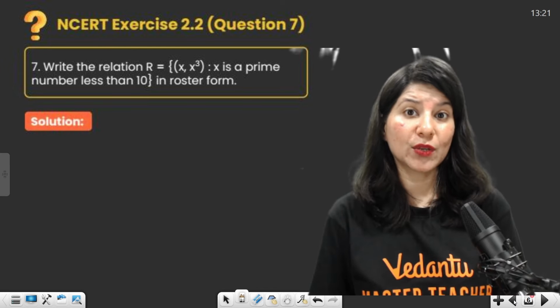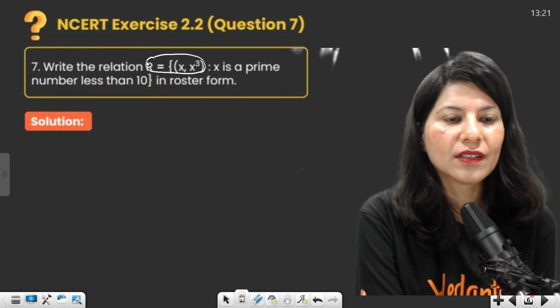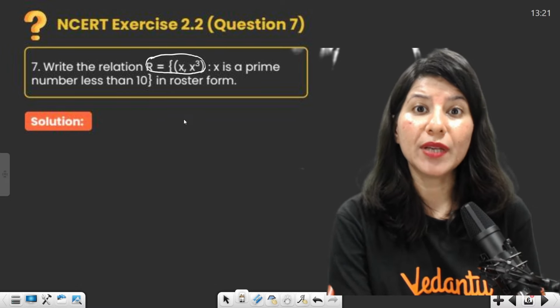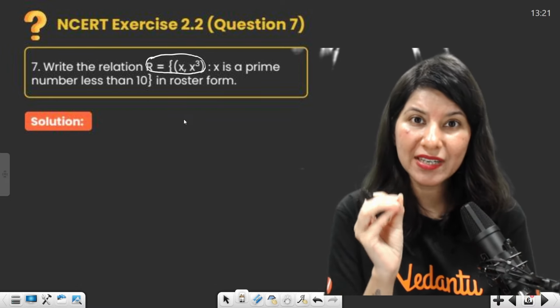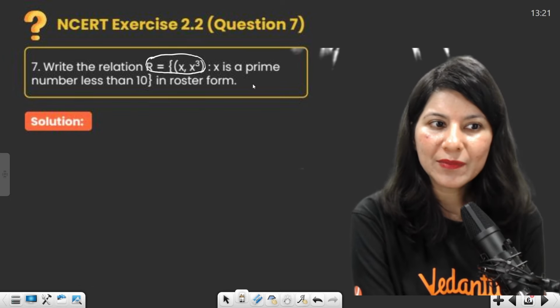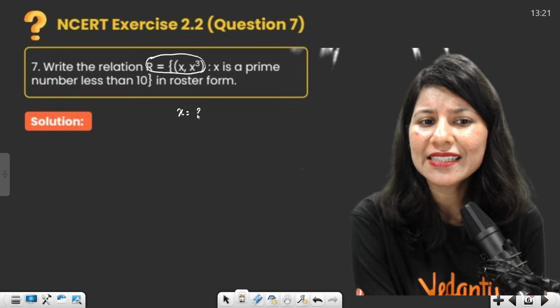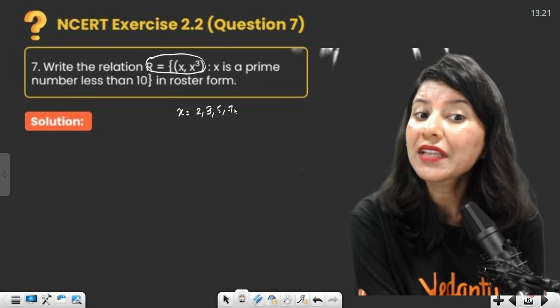Now we are having question number 7, which says the relation R is equal to the set of ordered pairs of the form (x, x cube), where x is a prime number less than 10. So, what are the prime numbers less than 10? 2, 3, 5, 7, that's it.